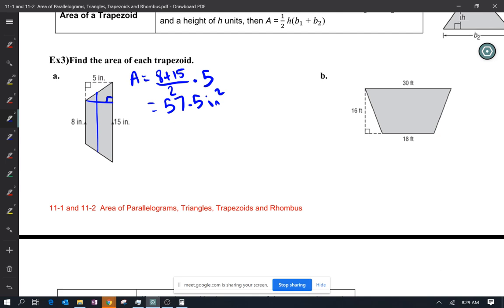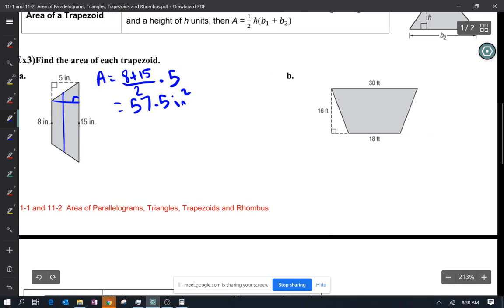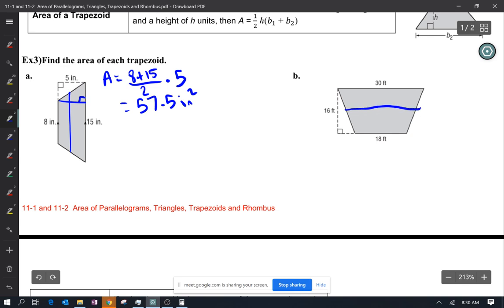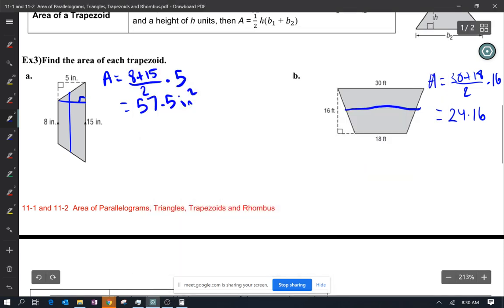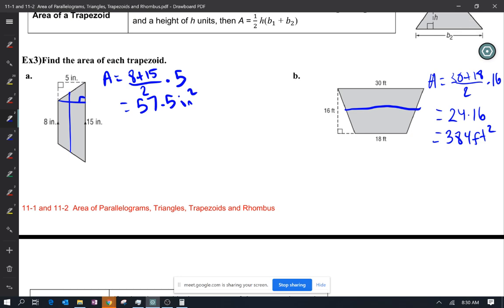All right, next problem. Find the mid-segment. The area is going to be the mid-segment, which is 30 plus 18 over 2, times the height. The height is 16. So what's that? 15 plus 9 is 24. I think this is 24. Check my math. 24 times 16 is 384. 384 feet squared. All right, so that's trapezoids.